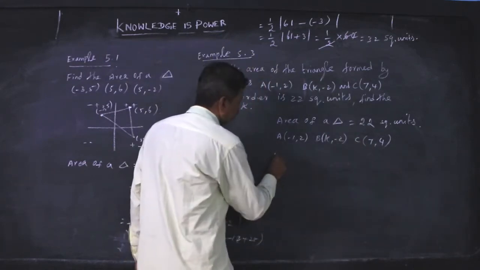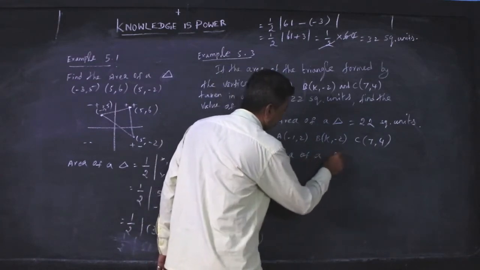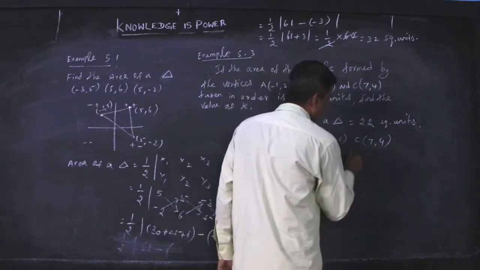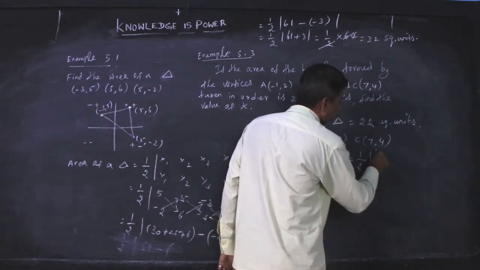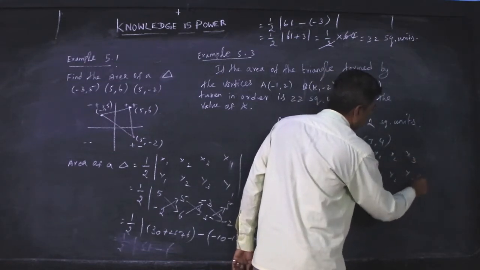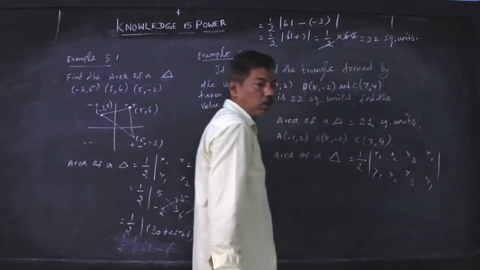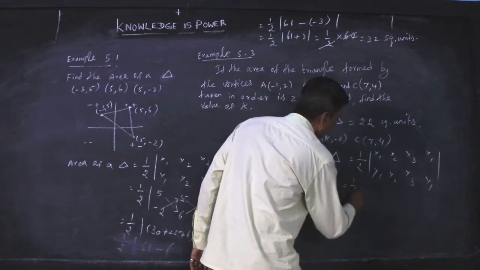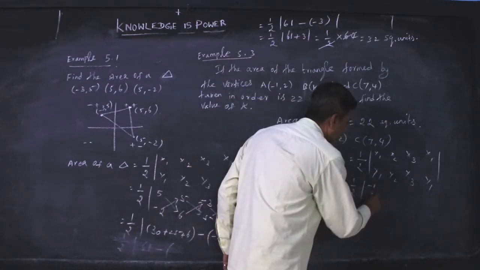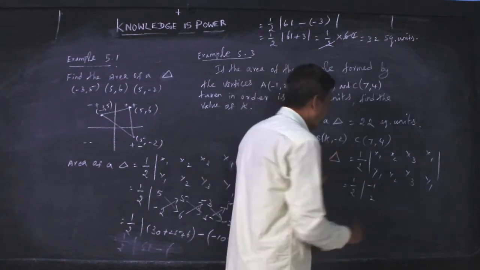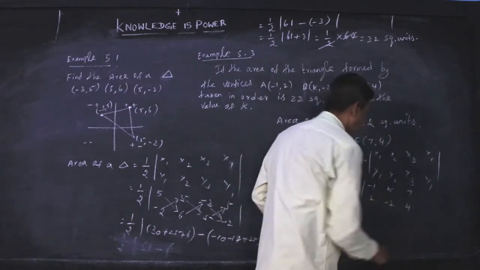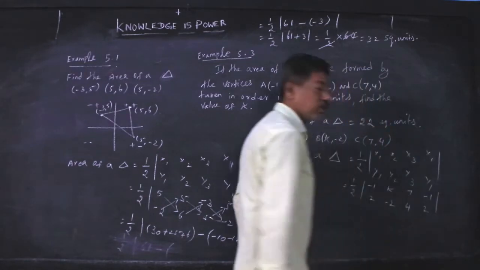A, B, and C. So what is the formula? Area of a triangle. We can put the symbol or words as triangle. Area of a triangle, as usual, as I told before, 1/2 x1 y1 x2 y2 x3 y3 again x1 y1. So you can proceed here with 1/2. What are the values you have to write there? x1 y1: minus 1, 2, minus 1 and 2. k, minus 2, k, minus 2. 7, 4, 7, 4. Again you have to write the same thing, minus 1 and 2, minus 1 and 2.